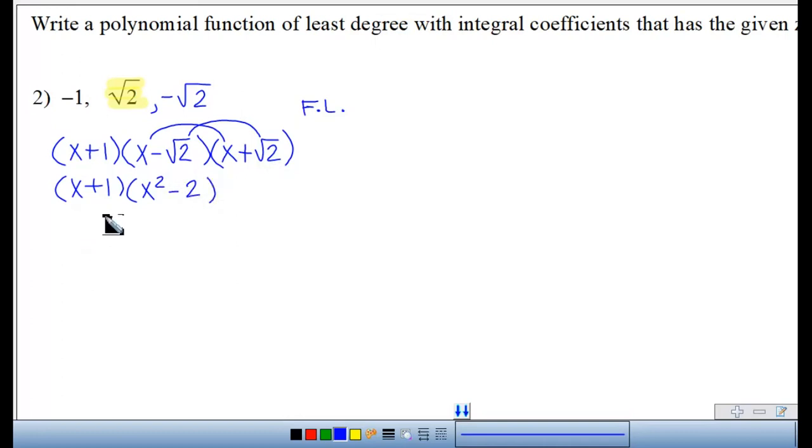Now, since I have a binomial times a binomial, I'm going to do FOIL, or double distribution. I'll take the x, multiply it times both terms in the second parentheses. That gives me x cubed minus 2x. Now, I'll take the 1, multiply it times both terms. X squared and negative 2. Since my terms are out of order, in this final step, I'll write down my function notation and I'll rearrange my terms.